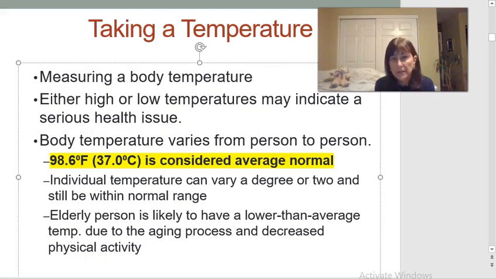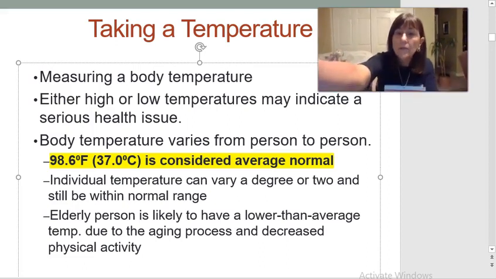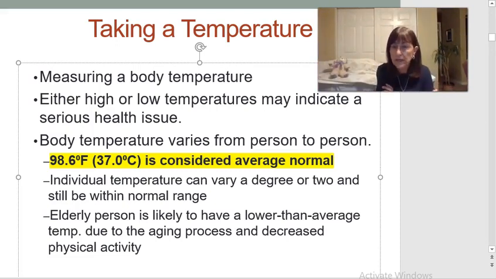Okay, measuring body temperature. This is the first vital sign we'll go over. Either too high or too low a temperature can indicate serious health problems. With infection, it's usually too high. With hypothermia, where someone was out in the snow or out in the ocean here, they could have hypothermia where their body temperature is too low. So 98.6 is considered the average temperature, but average doesn't work for everyone.